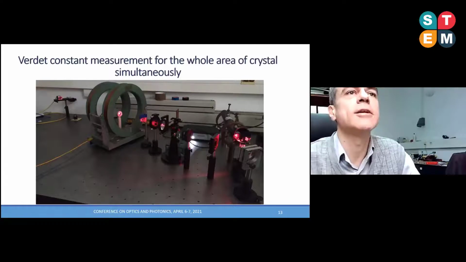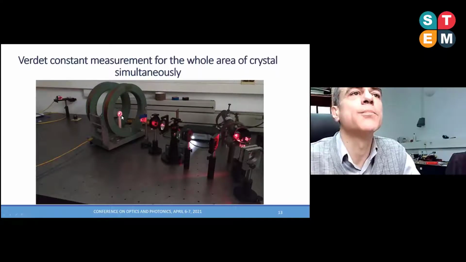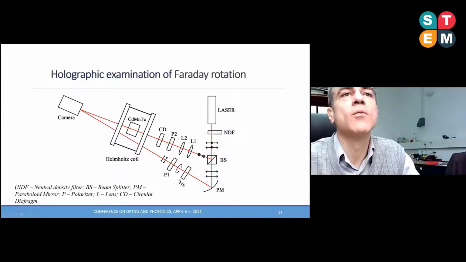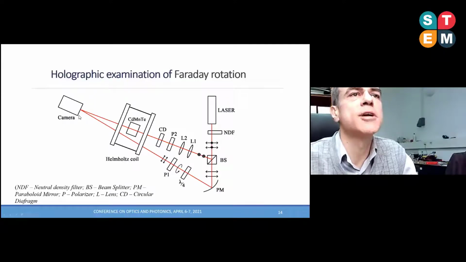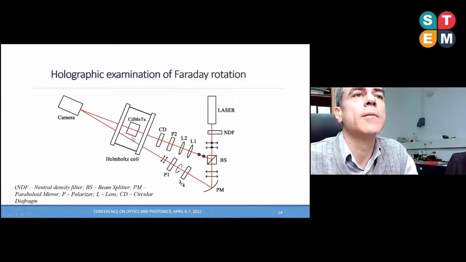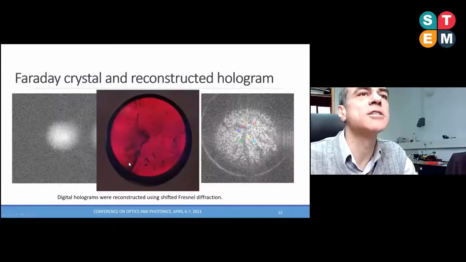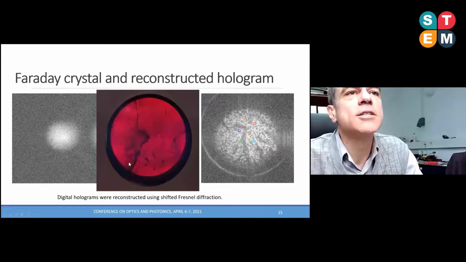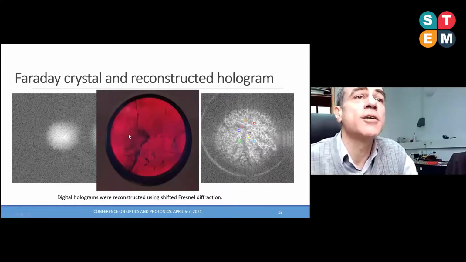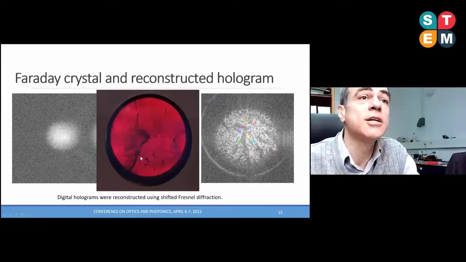helium neon light. And here is the digital camera. And we have one object beam that is passing through the crystal and a reference beam, and they overlap at the camera. And the crystal itself is in a magnetic field, and appropriate polarizations are set by polarizers. And on this slide, you can see the Faraday crystal, and you can see the defects.